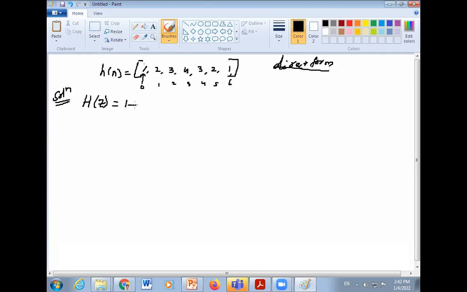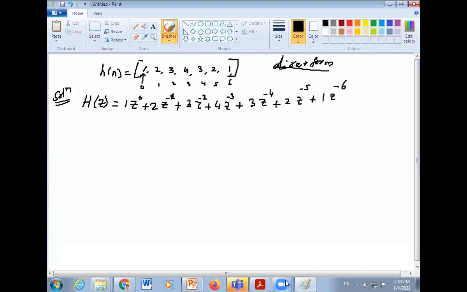This is 1 into Z to the power 0, plus 2 into Z to the power minus 1, plus, sorry, what is the amplitude here? 2 into Z power minus 2, plus 3 into Z power, this is 1. 3 into Z power minus 2 plus 4 into Z power minus 3 plus 3 into Z power minus 4 plus 2 into Z power minus 5 plus 1 into Z power minus 6. So this is the Z transform of the above equation.